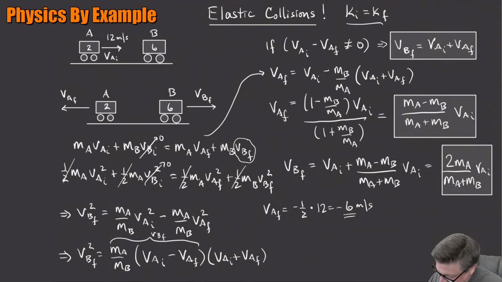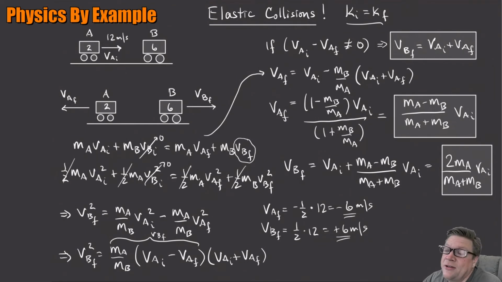And what about VB final? VB final is going to be twice MA, so that's going to be 4, divided by the sum of the masses, which was 8. So that's going to be plus 1/2 times VA initial. So that's a plus 6. And by the way, look how neat that works out. Our little boxed equation up at the top: is the final velocity of B just the initial of A plus the final of A? Yeah. 12 plus a minus 6 is a plus 6. So it works. Neat.